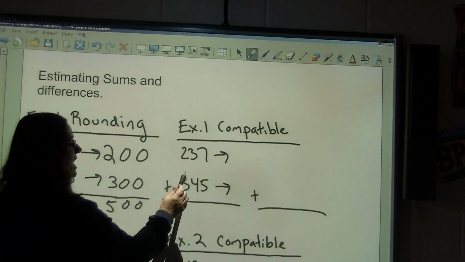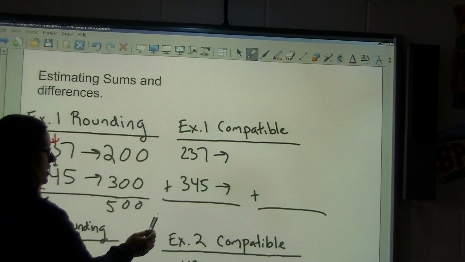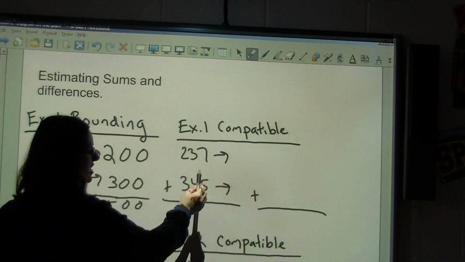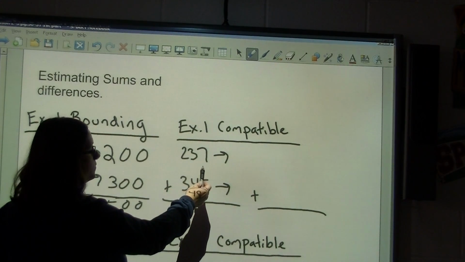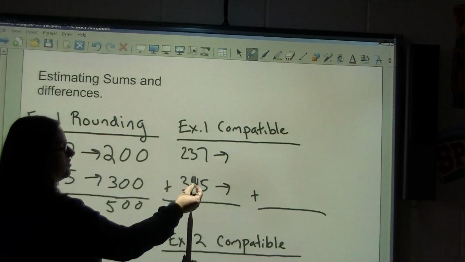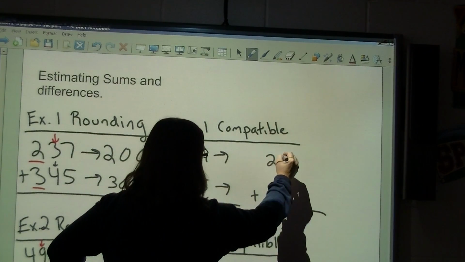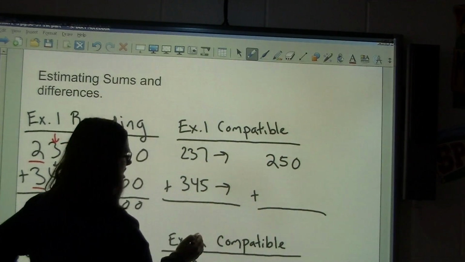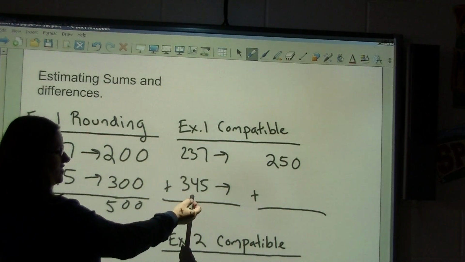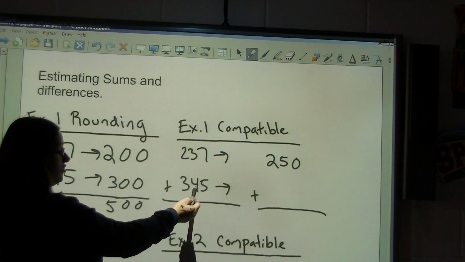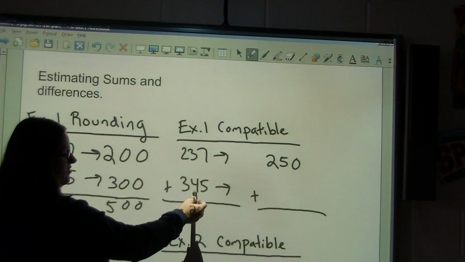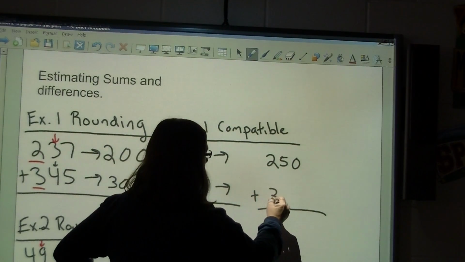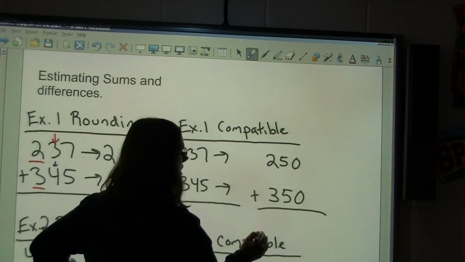Now let's do it again, this time though using compatible numbers. 237. Again, is 237 closer to 200, 250, or 300? Yes, it's closer to 250. So we're going to do 250 over here. 345, is it easier to add, or what's closer to? 300, 350, or 400? And 345 is close to 350. And so now we use those compatible numbers, which are easier.